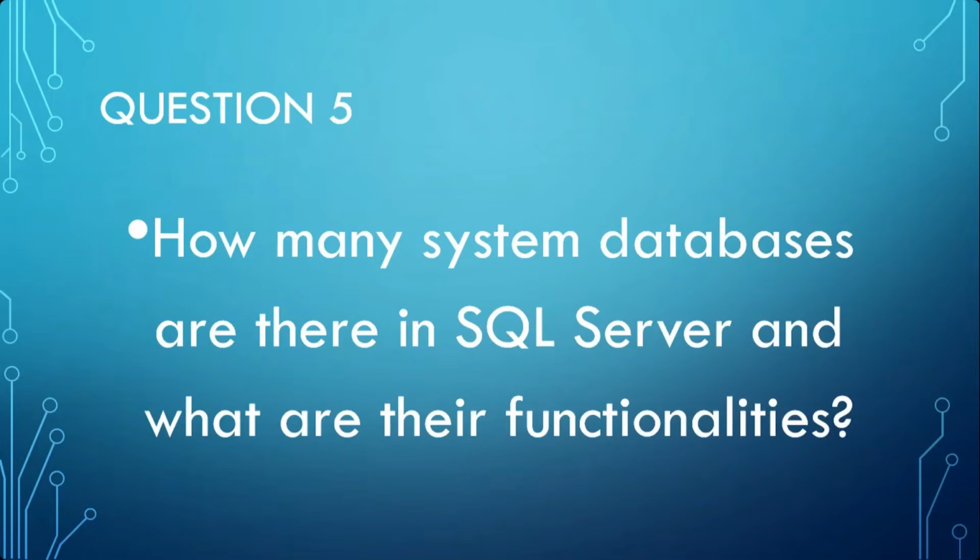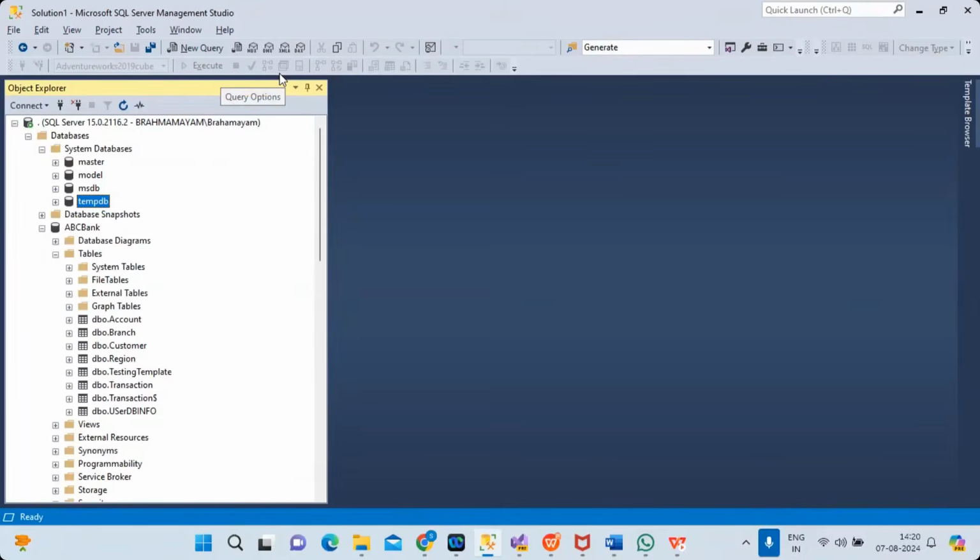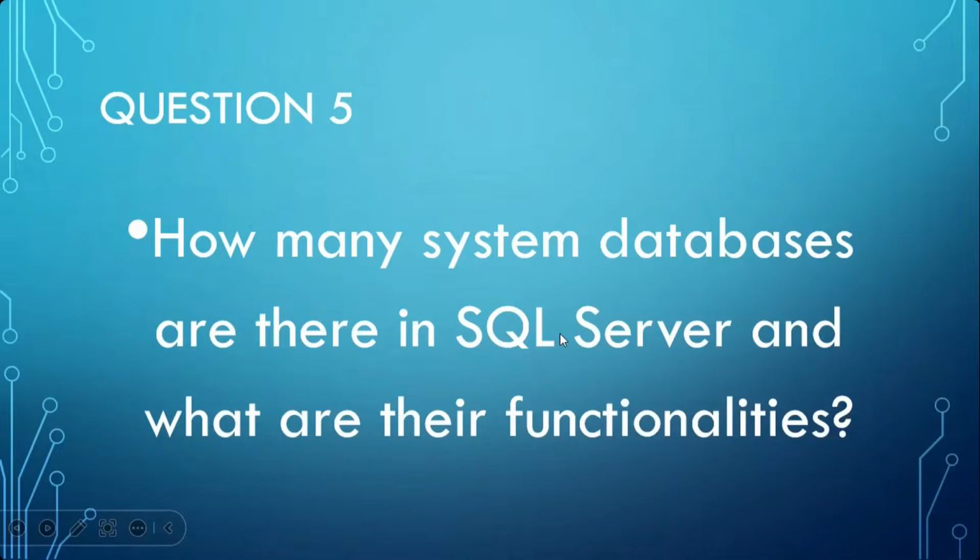Question 5 would be, how many system databases are there in SQL Server and what are their functionalities? This I have also explained as I was explaining the system databases. There are 4 system databases in SQL Server: MasterDB, ModelDB, MSDB, and TempDB. And we have seen the functionality of each one of them. So that could be asked, and a little more about the functions can also be asked.